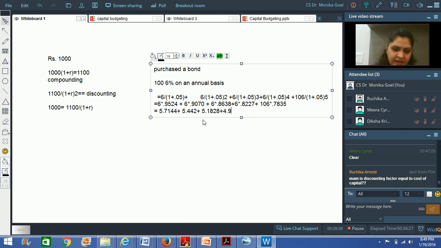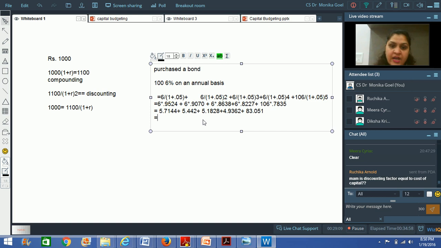So after 3 years, when I get 6 rupees, it would be equal to 5.1828 today. And 6 rupees which I will get after 4 years, it would be equal to 0.8227. So that will be equal to 4.9362 rupees. And in the last year when I am getting 106 rupees, that is equals to 0.7835 for 1, that is equals to 83.051. That is going to be equal to 83.051.